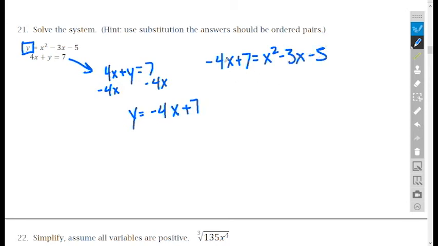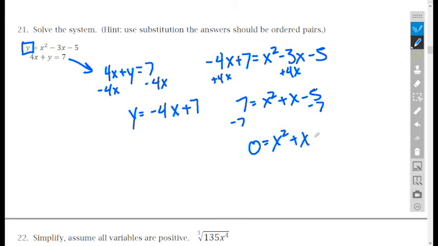And then I can solve this equation because it's a quadratic, okay? So I'll move these two things to the other side. So I'll add 4x. So I got 7 is equal to x squared plus x minus 5. And then I'll subtract 7. So I got 0 is equal to x squared plus x minus 12. And then I can solve this by factoring.